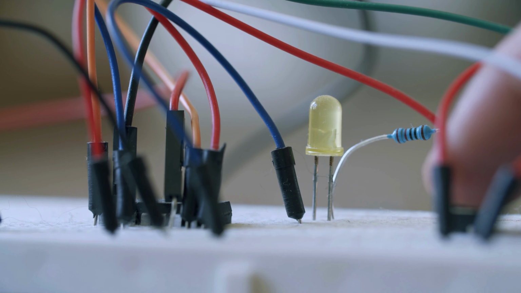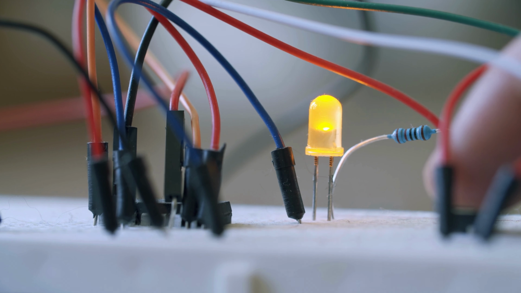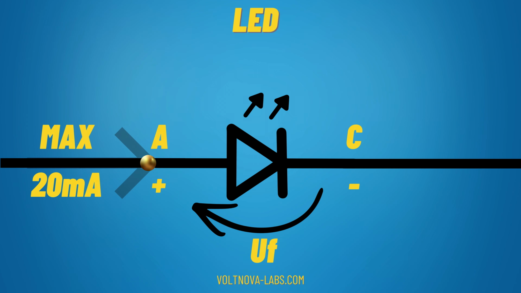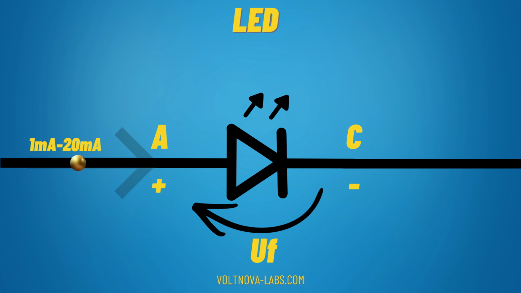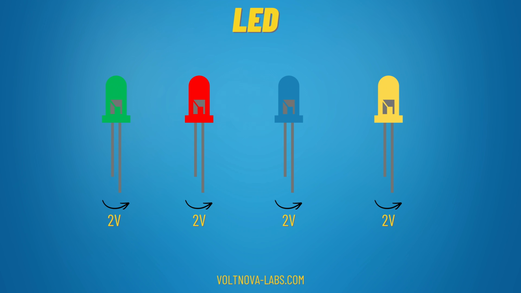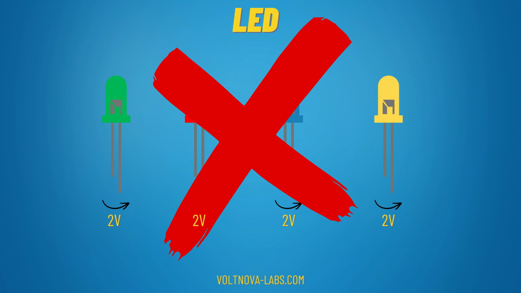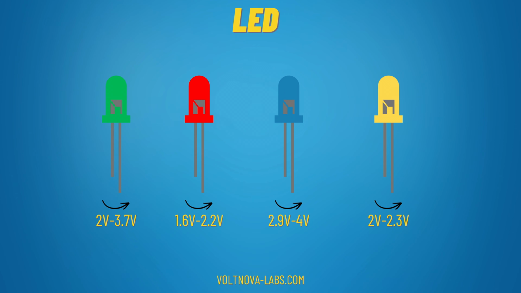Now let's ask ourselves a question. How do we power LEDs? In most cases, they can be powered with a maximum current of 20 milliamperes. Remember that this is the maximum current that should flow through it. Lower values are perfectly acceptable and even recommended. Many people think that the supply voltage for LEDs is the same for each one. This is incorrect because each LED has a different supply voltage and it depends on the color.